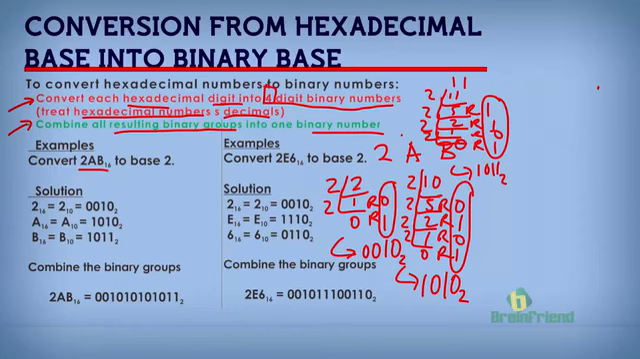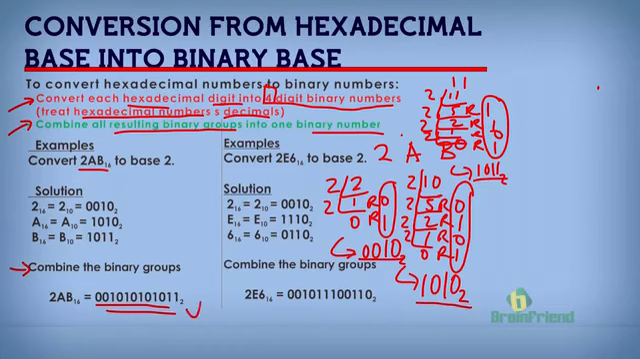So the next step is combine all the binary groups. So we combine 0010 and 1010 and 1011. That will give us a joint binary number: 001010101011 base 2, and that's our answer.